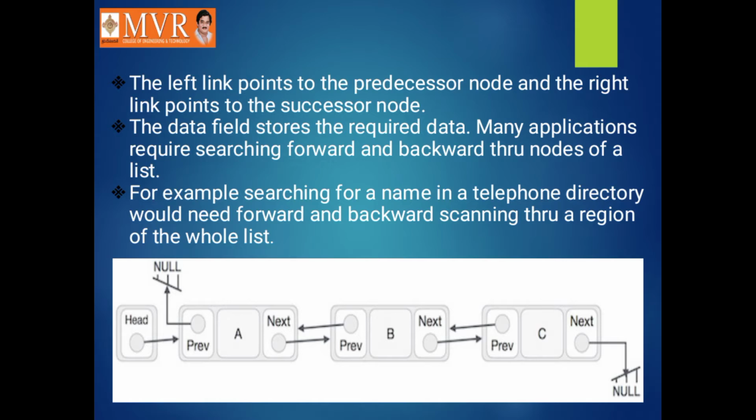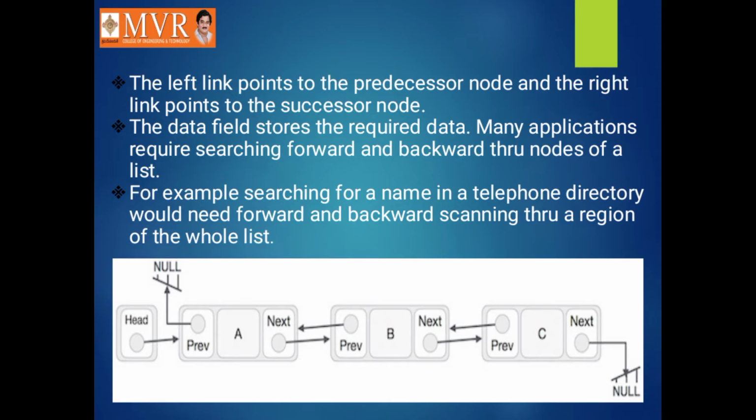If you observe the figure, you will be able to identify what the previous and next links, that is the left link and the right link, will point to. The left link will point to the previous node in the linked list, and the right link will point to the next node in the linked list. The data field stores the required data.